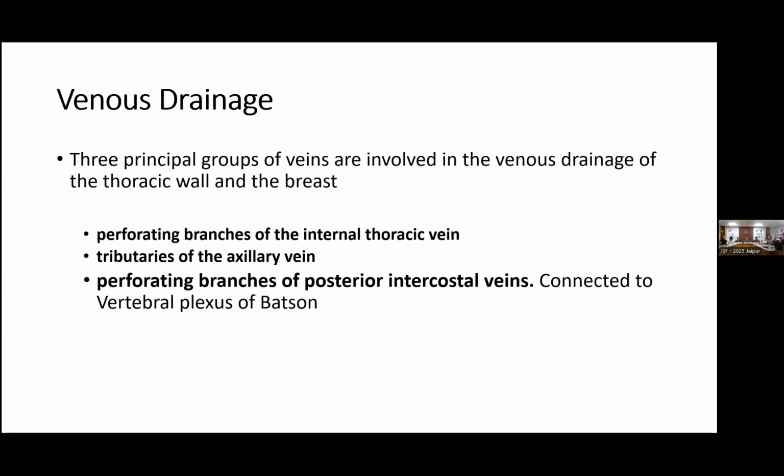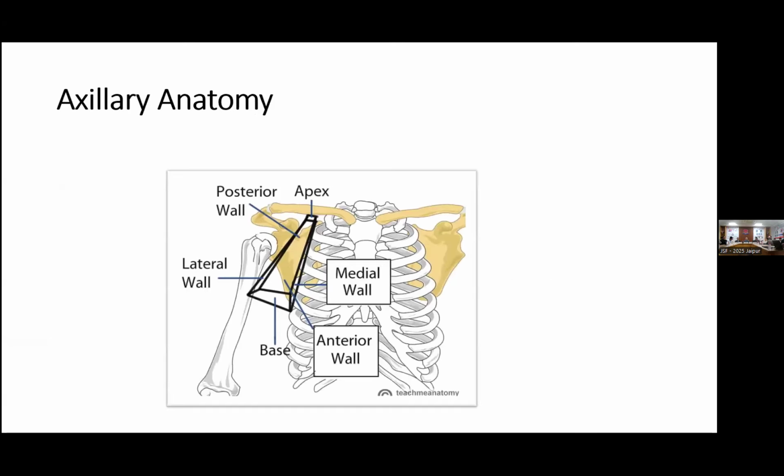So the breast drainage from the axillary drains into the axillary vein, following which the METs go to the lungs, and they are also connected via the posterior intercostal veins to the Batson plexus in the vertebra, which is the reason for bony METs. Now we have come to the second part, which is the axillary anatomy.